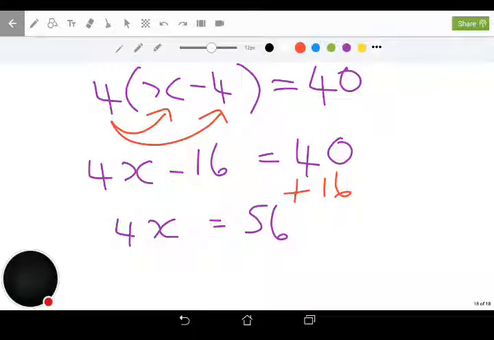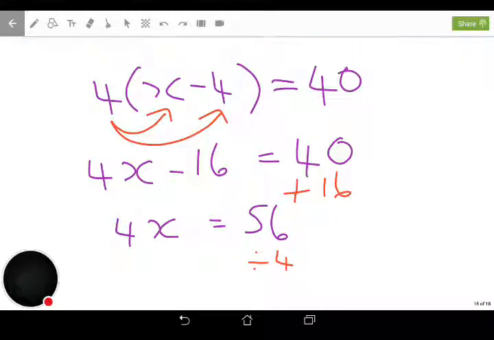And the opposite of 4x, which is 4 times x, is divide by 4. So we can just divide the other side by 4. So we're left with x equals 56 divided by 4, which is 14.